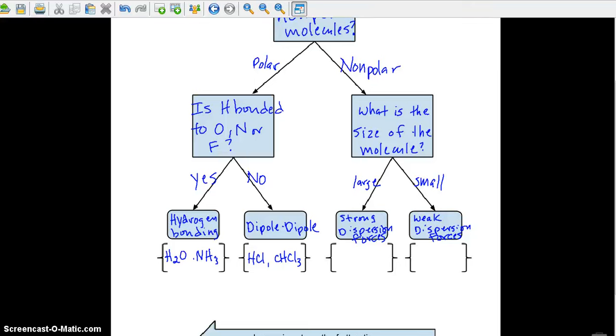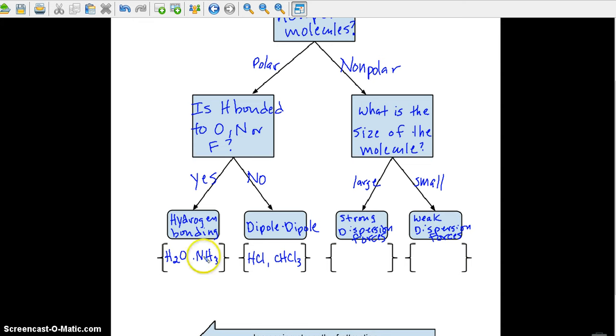Okay, let's finish up what we were saying in the last video. I ran out of time in that one. So we were talking about the size of nonpolar molecules. If we have large nonpolar molecules, they will be held together with strong dispersion forces. If we have small nonpolar molecules, they'll be held together with weak dispersion forces. So let's take a look at some examples of what that means.